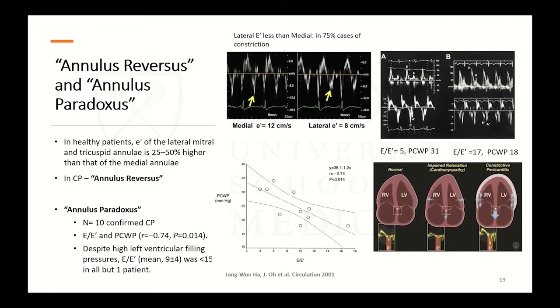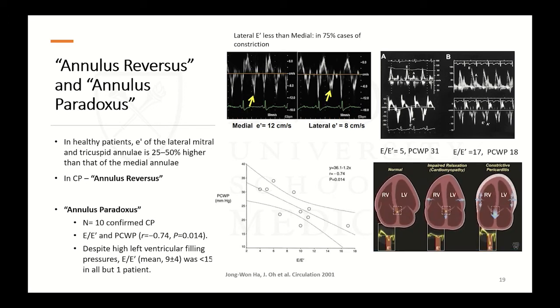Okay, so this is a busy slide, but I think very informative. In healthy patients, E prime of the lateral mitral and tricuspid annulus is about 25 to 50% higher than the medial annulus. So that's in the normal healthy patients. What you start seeing in constriction is that you have reversed values on the medial and lateral E prime.